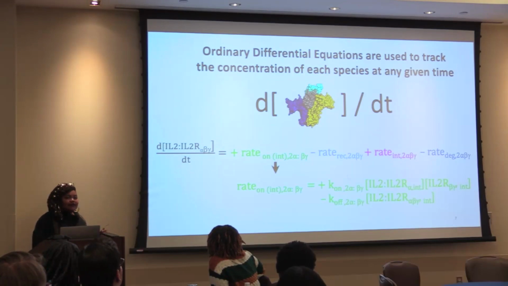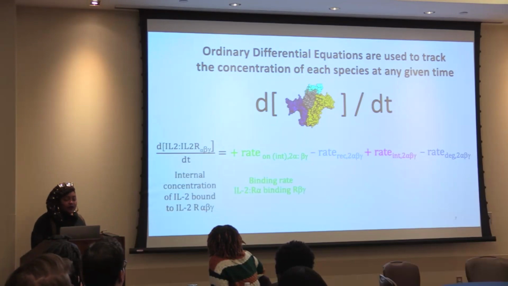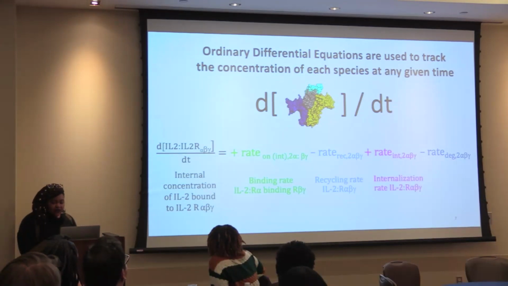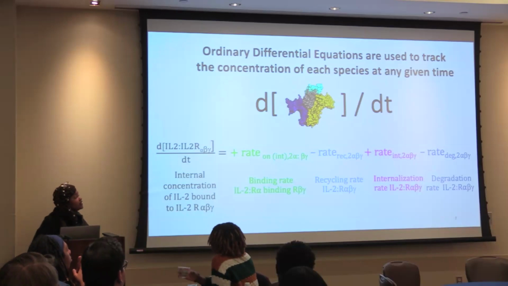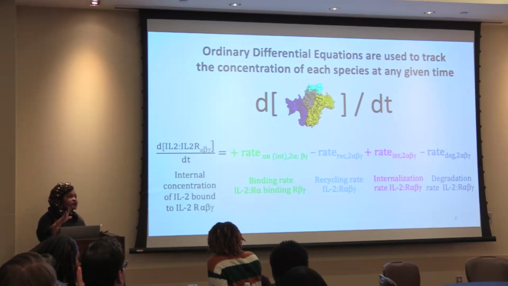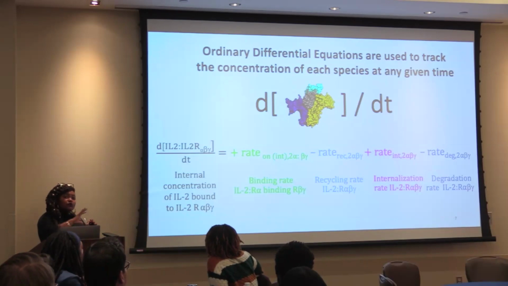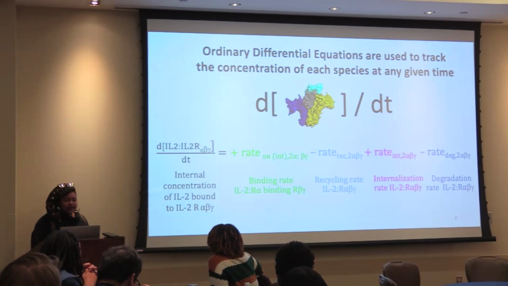But the bottom line is, if we want to think about what this equation is representing, we're thinking about the binding of this ligand receptor complex. We're thinking about the recycling. We're thinking about internalization, and we're also going to be thinking about degradation. So we did all of this, wrote all of these equations, considered all of these parameters, considered all of these molecules, and then we made sure that we wrote code to simulate the cell in its normal state before IL-2 is added to the cell. And then we simulated IL-2 being added to the cell.